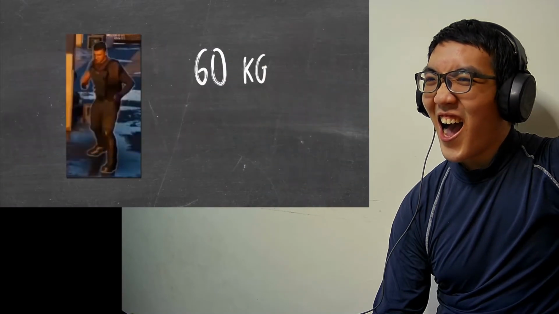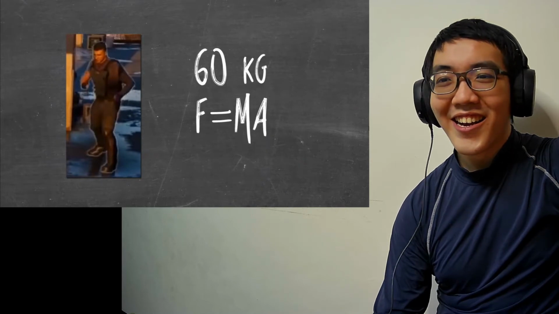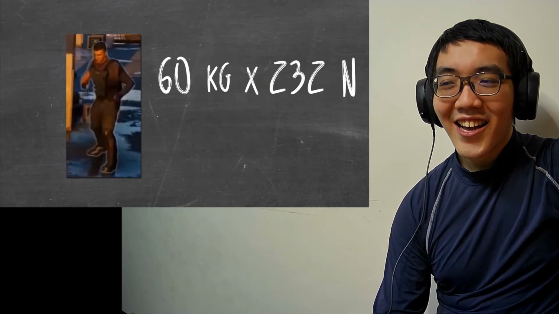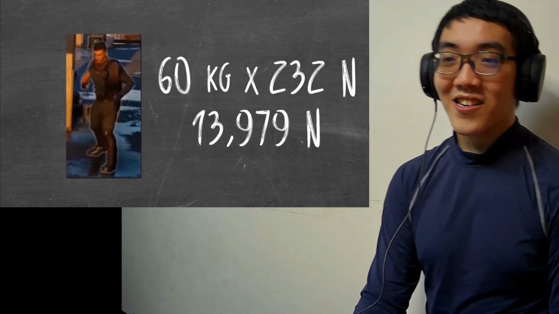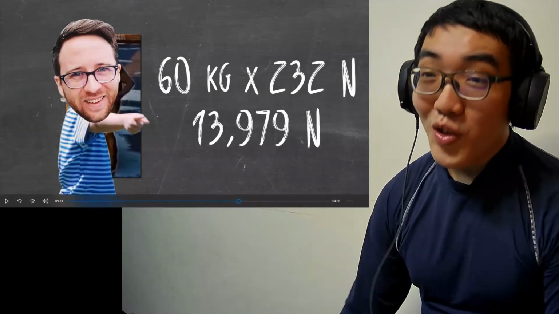Anyway, this means taking our trusty F equals ma, force equals mass times acceleration, and plugging in our answers. These dudes have to be hit with a force of 13,979 newtons to pull off that launch speed. Oh my god, the bones will be broken.